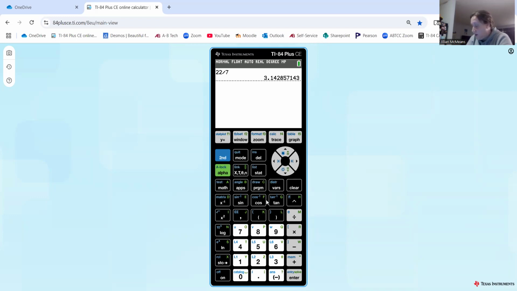But then let's compare that to the actual button on the calculator. So if I were to use the button on my calculator, I get 3.141592654. Slightly different, okay? So 3.14 is an estimate for pi.